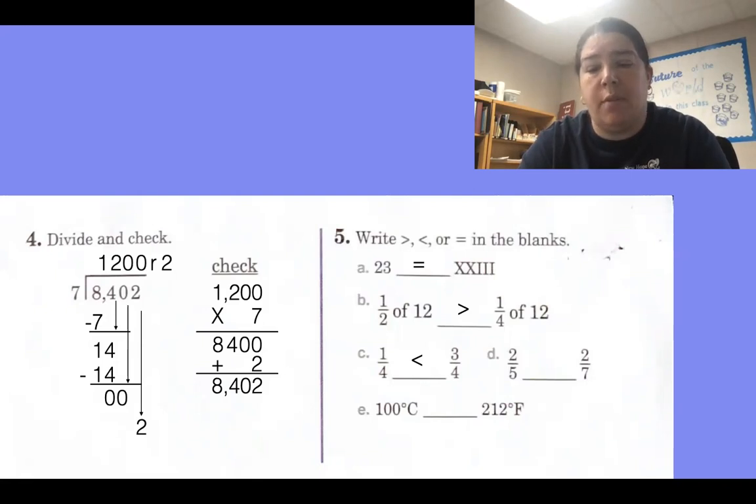2/5 and 2/7. Remember what I told you last week. The greater the denominator, the smaller the piece. So which one is greater? 2/5. The alligator is going to eat that bigger number. So the symbol should be greater than. 2/5 is greater than 2/7.